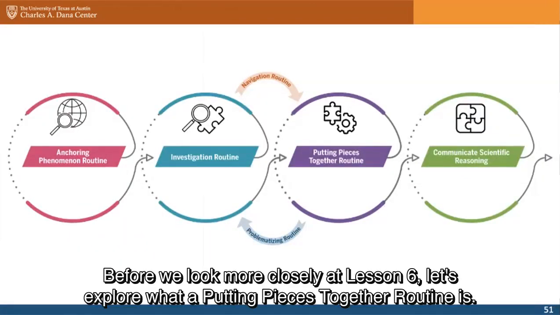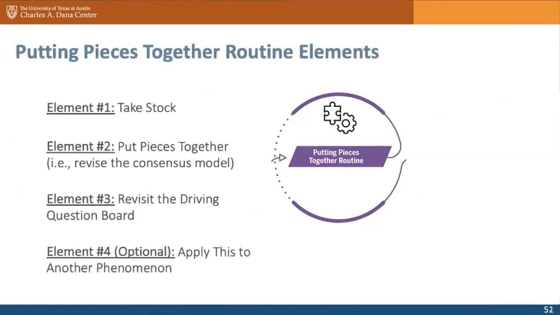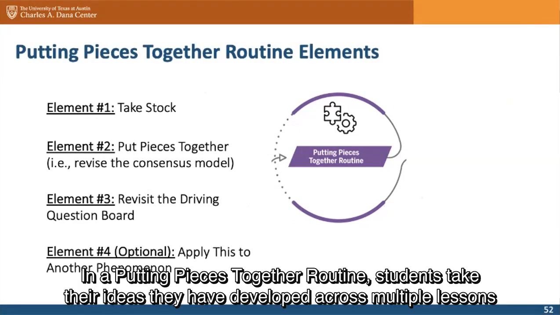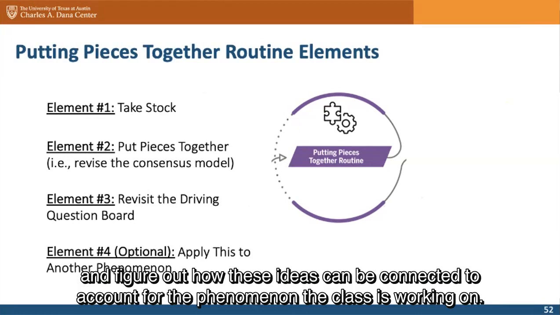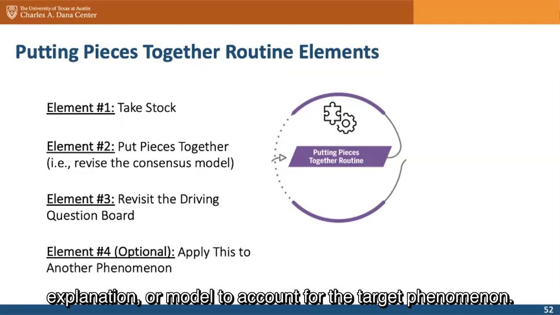Before we look more closely at Lesson 6, let's explore what a putting pieces together routine is. In a putting pieces together routine, students take the ideas they have developed across multiple lessons and figure out how these ideas can be connected to account for the phenomenon the class is working on. The putting pieces together routine serves to help students take stock of their learning and engage with the class to develop a consensus representation, explanation, or model to account for the target phenomenon.